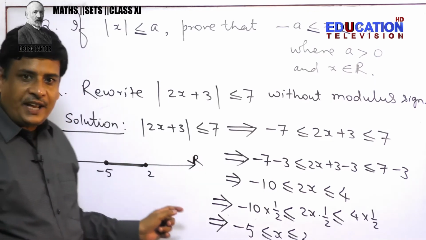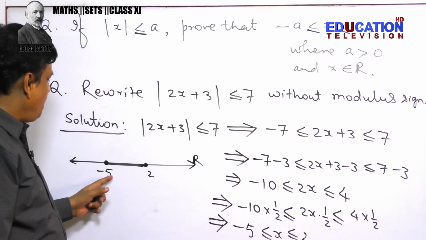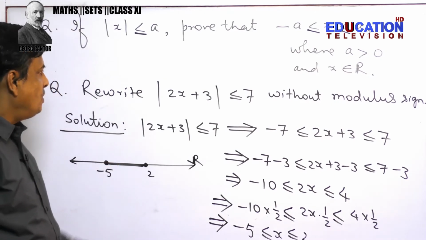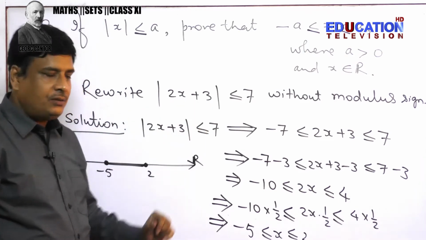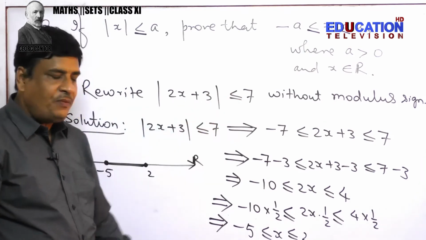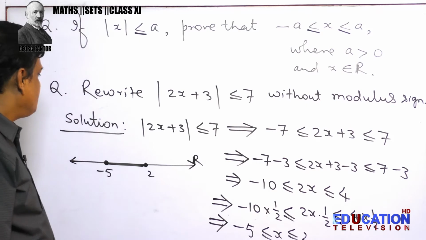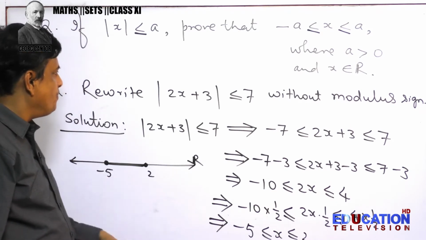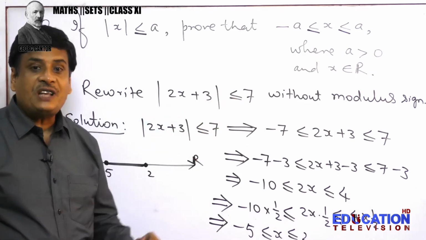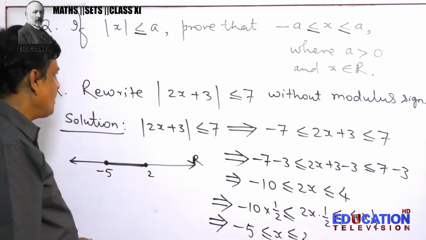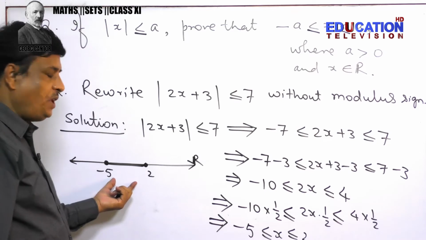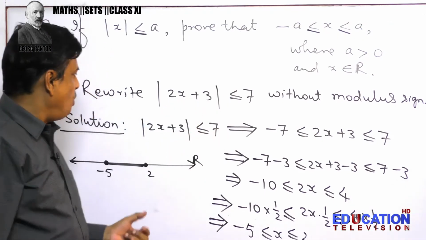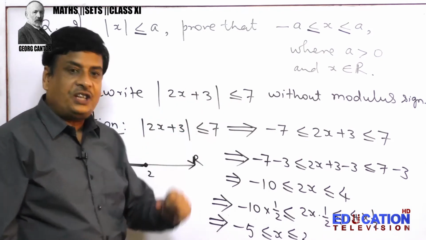So on the number line, if the real number is greater than minus 5 and less than plus 2, then modulus 2x plus 3 is definitely less than 7. If we take minus 5 or 2, then the equality sign will occur. Between minus 5 and 2, if any number is taken, then modulus 2x plus 3 is less than 7.